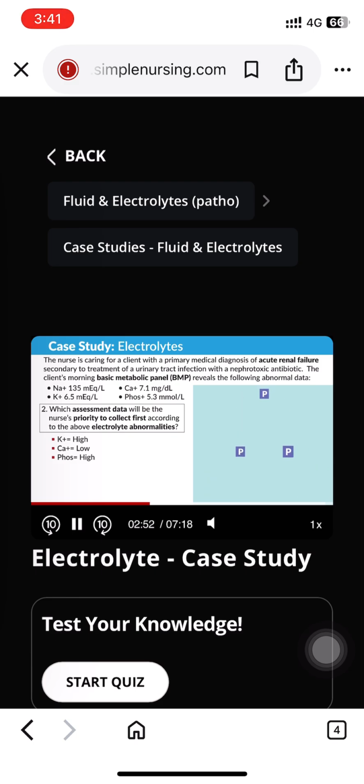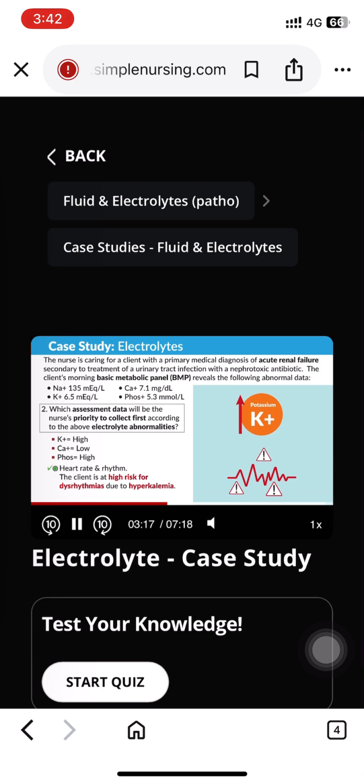So we know that the 3 P's of potassium, remember, P for potassium is priority since it pumps the heart muscles. So with high potassium, we have high pumps. Huge risk for cardiac dysrhythmias like VFib and even cardiac arrest. Very deadly. So the answer is a heart rate and rhythm to collect. The client is at a high risk for dysrhythmias due to that hyperkalemia, that high potassium.